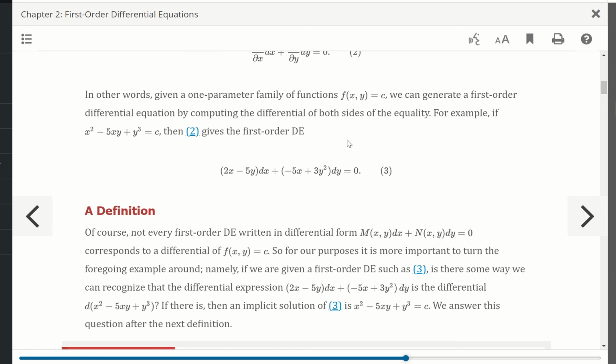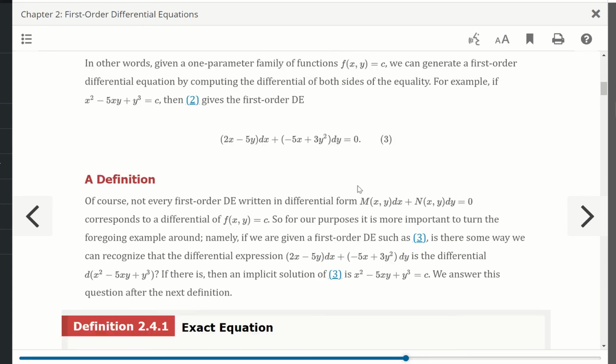Let's take a look at an example. If we take x squared minus 5xy plus y cubed equals c and take the partial derivative with respect to x, we get 2x minus 5y times dx, plus, taking the partial with respect to y, this term would be 0, giving us negative 5x, and the 3 comes down, giving 3y squared, times dy. And of course the differential of a constant is equal to 0.